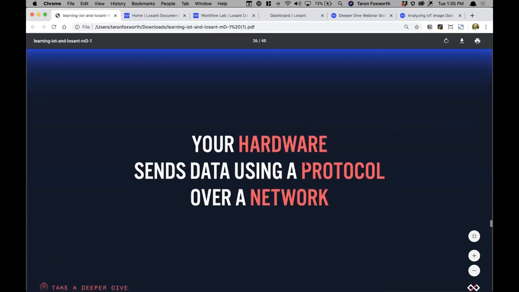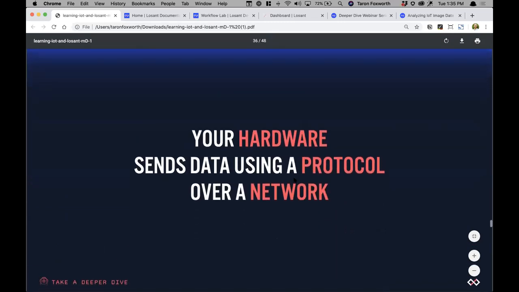So your hardware sends data using a protocol over the network. As you think about these things, keep this sentence in mind to wrap your head around where you are in that develop stage.